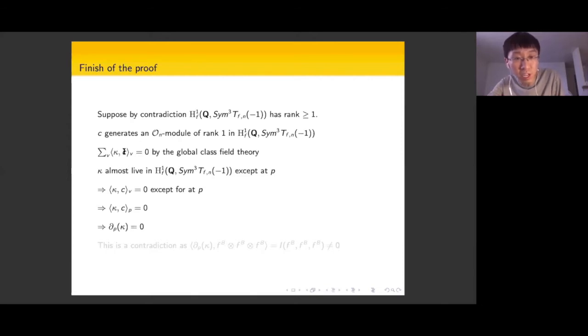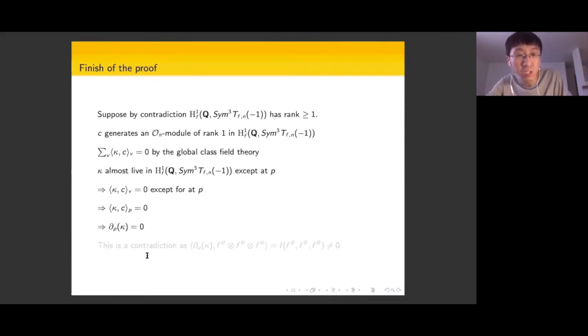Since the sum is equal to 0 and all the local terms are 0 except at P, the local term at P has to be 0. And since the finite part at P is isotropic in the local Tate duality, you can quotient it out, and the only thing that matters is the singular part of kappa. This means, I think C is a generator, and we can choose it to have a non-vanishing finite part. We can conclude that the singular part of kappa is actually vanishing from this equality.